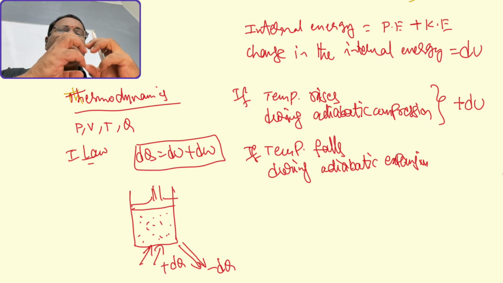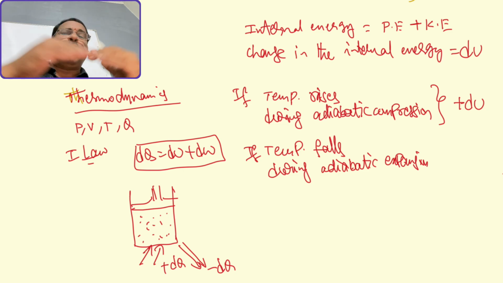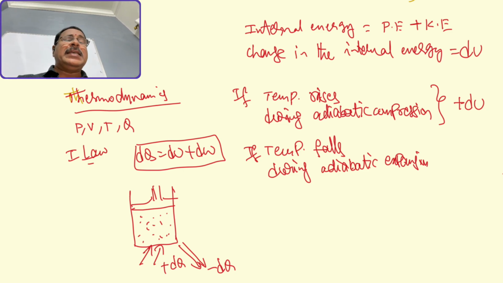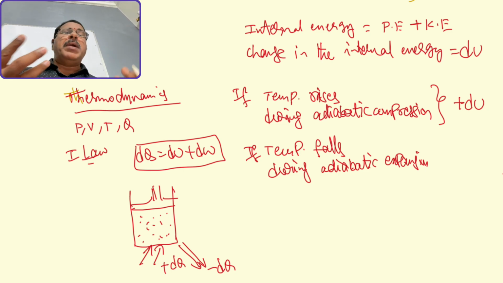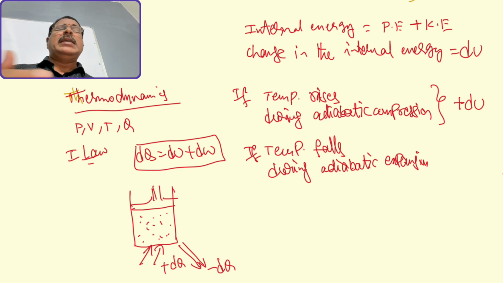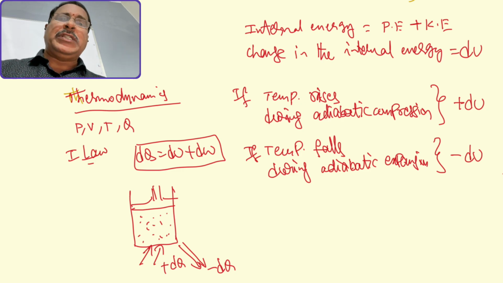All the intermolecular distance increases. So between the gas molecules, the distance of separation increases. Then the collision number decreases, friction reduces, then temperature falls. So when temperature falls during the adiabatic expansion process, internal energy falls, then the change in the internal energy becomes negative now.